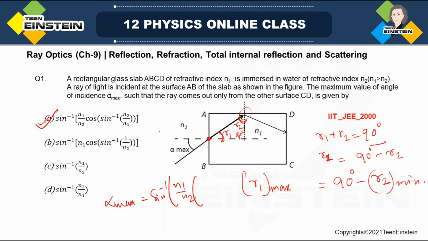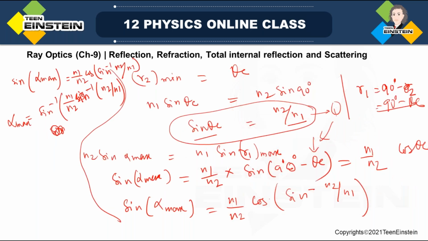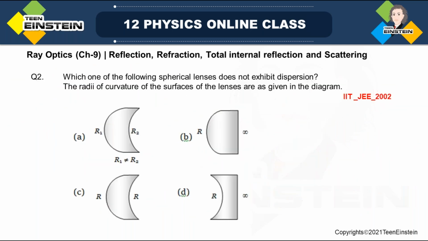Okay, so we'll go to the next question. This question is also from 2002, and it is a really very interesting problem. What does this say? Which of the following spherical lenses does not exhibit dispersion? The radii of curvature of the surfaces of the lenses are given in the diagram.